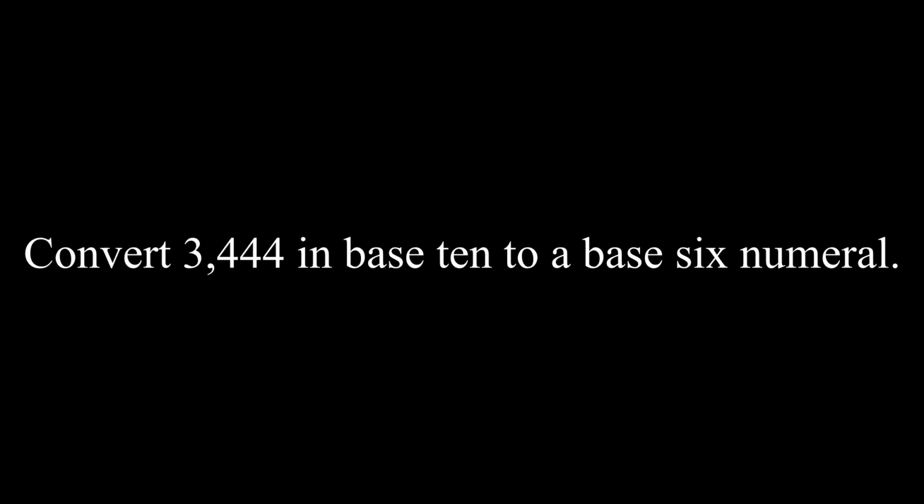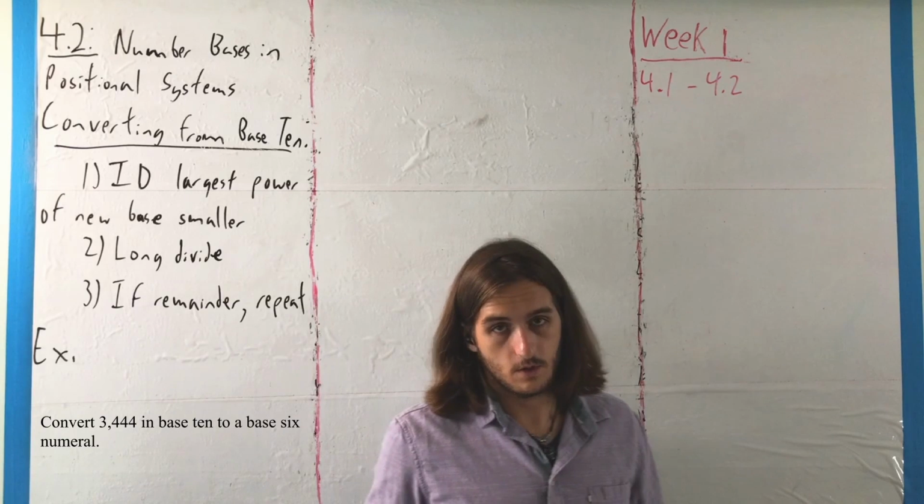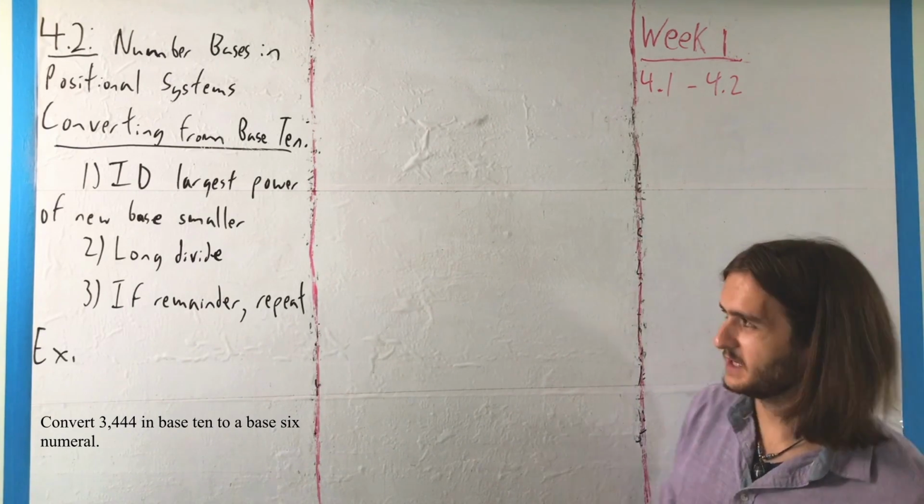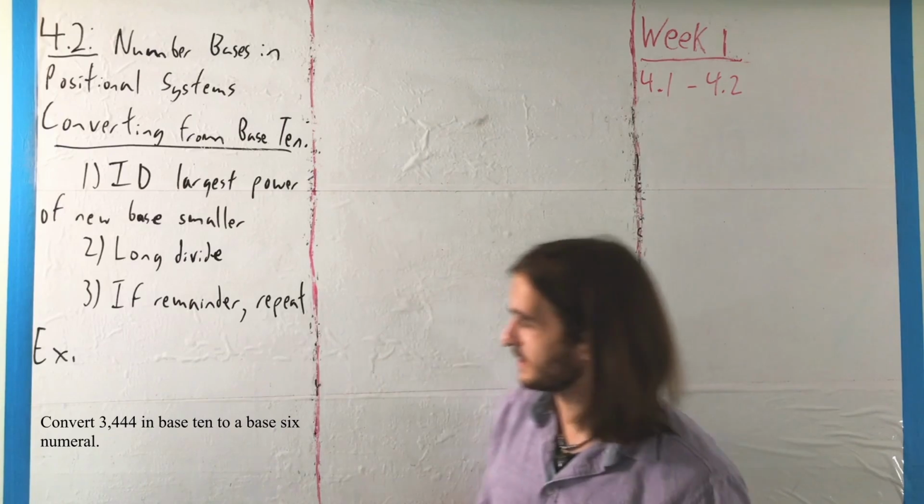So for this example, we want to convert 3,444 in base 10 to a base 6 numeral. So what we need to do here... 6, I didn't realize I did that to myself. That's what I get for picking at random.